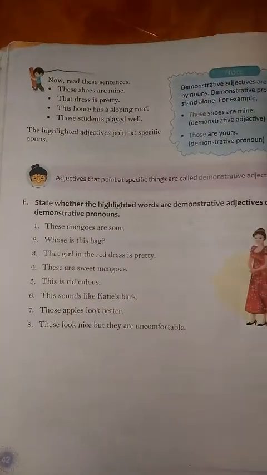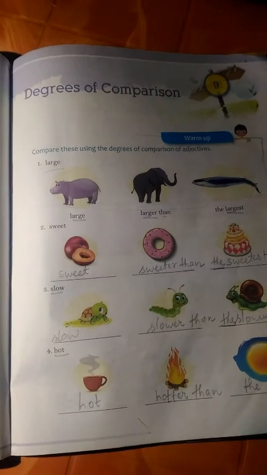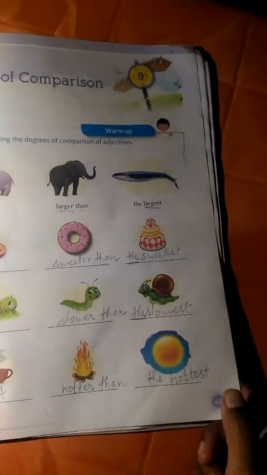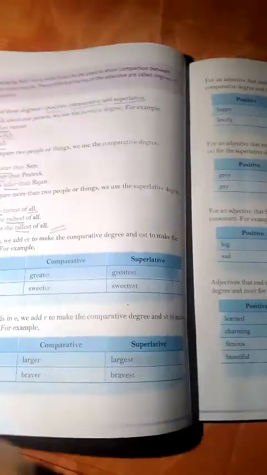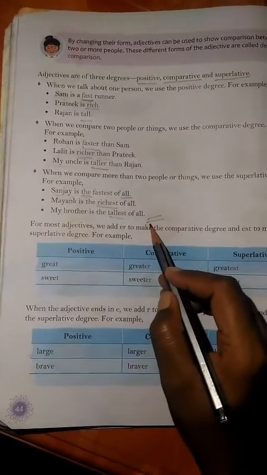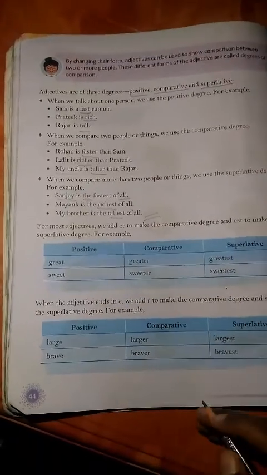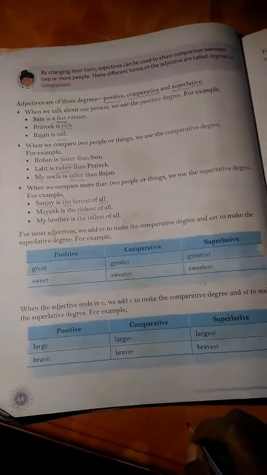In my last video, I discussed the chapter Degrees of Comparison, which is on page number 43. Today I shall discuss the remaining portions. In my last class, I discussed till page number 44. So today I shall discuss the rest.